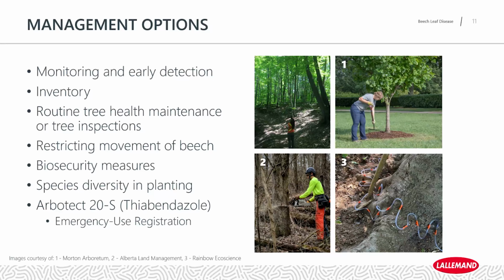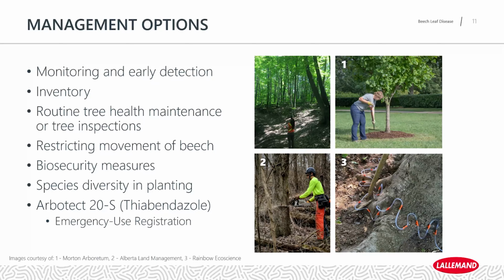There's also things like restricting the movement of beech and beech material, including nursery stock, that could help slow the spread as the research continues on those vectors of spread. And beech leaf disease is not a regulated pest, so it's important to follow best practices to reduce the spread of the disease. I'll mention a few more of those closer to the end of the presentation. But basically everybody doing their part, especially with many aspects of this disease still under research, everybody playing a role in reducing the spread together is critical.